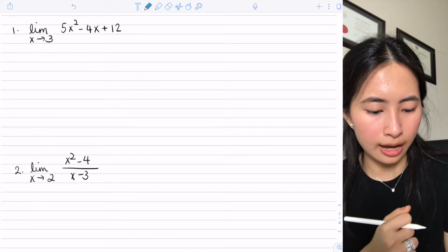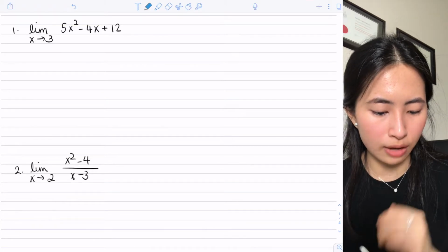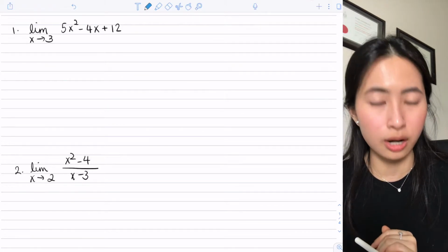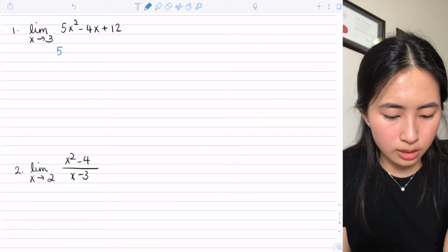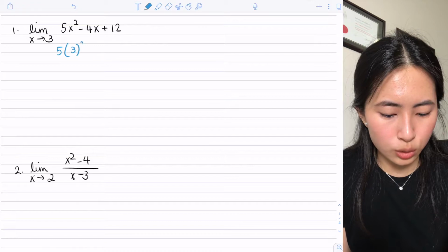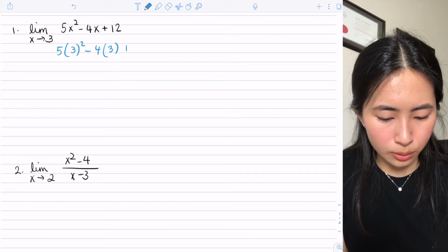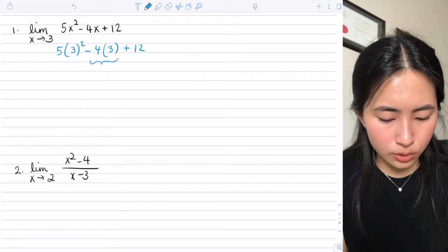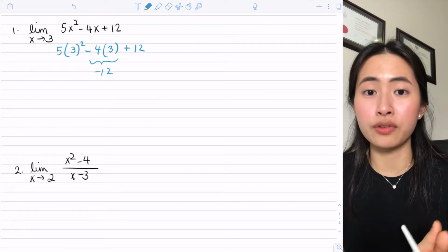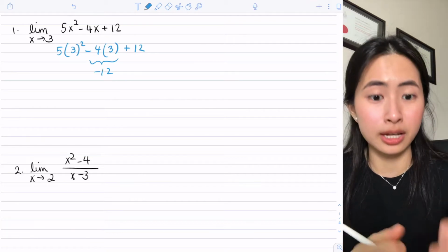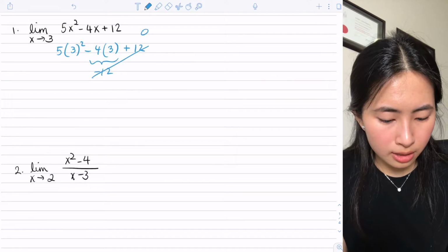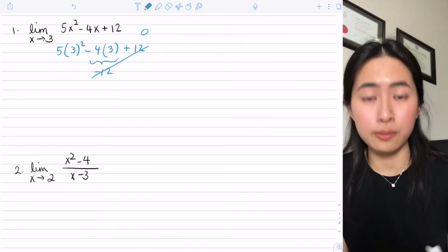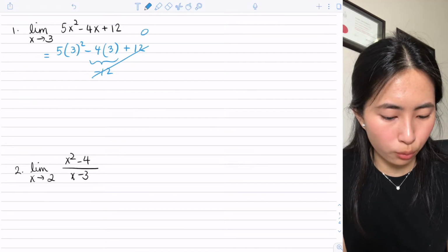So for number 1, we have the limit as x approaches 3 of a quadratic, 5x squared minus 4x plus 12. So we take 3 and plug that into your x, so you would have 5 times 3 squared, then minus 4 times 3, and this is plus 12. Because this is negative 12, the negative 12 and the positive 12 will cancel out and become 0. So therefore, your limit is going to be 3 squared, so that's 9, times 5, so that would be equal to 45.